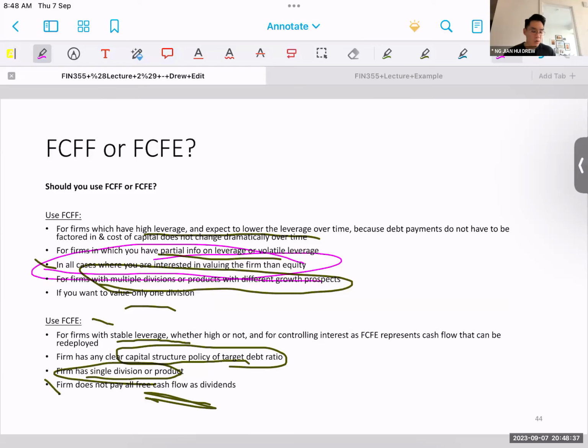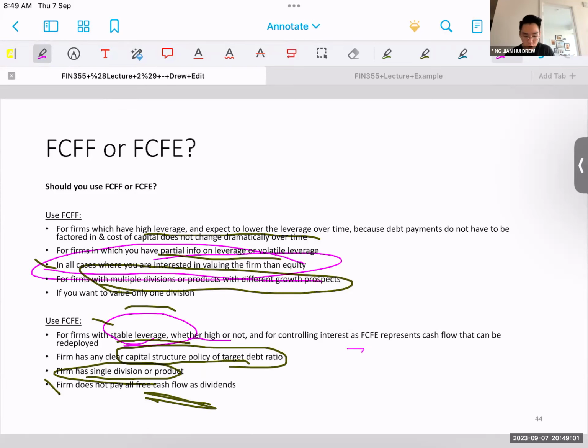Now, the thing is, because of that, I look at the capital structure as well. Oh, it's kind of stable, right? The leverage. So this kind of substantiates your point, like, oh, you know what? The FCFE is the right way to go.